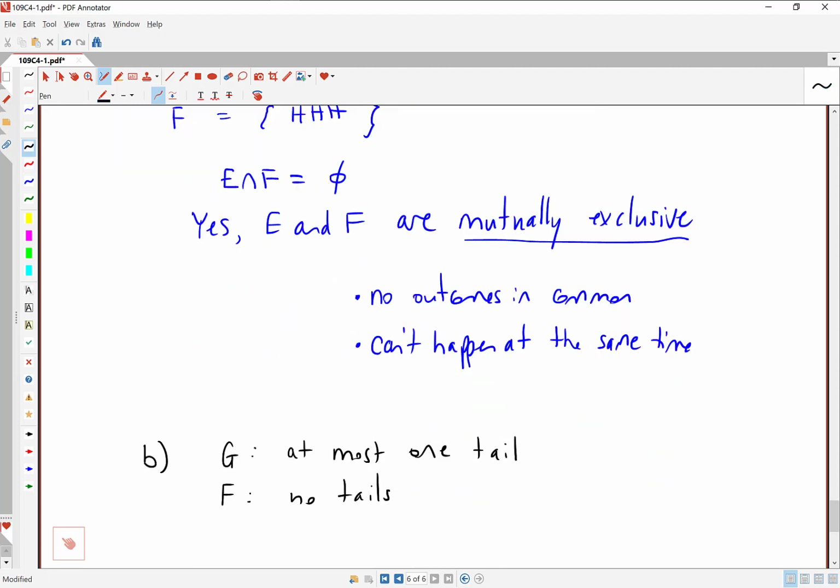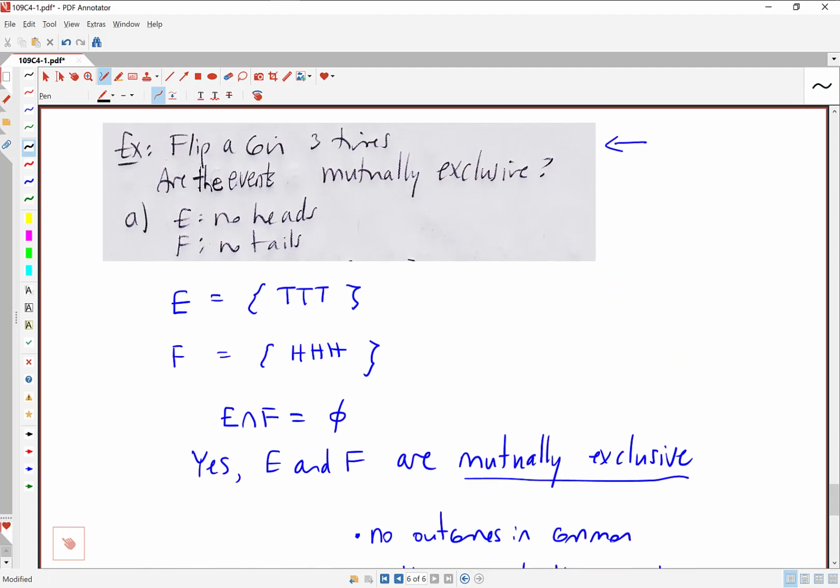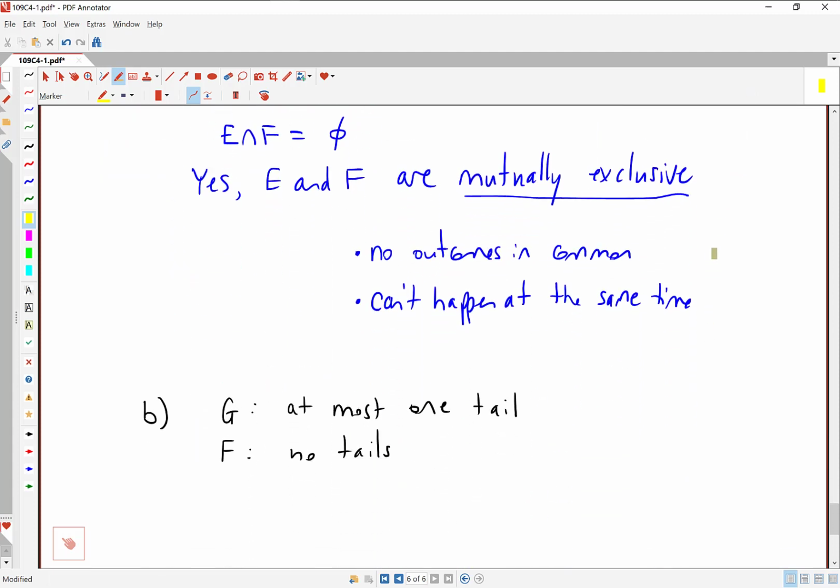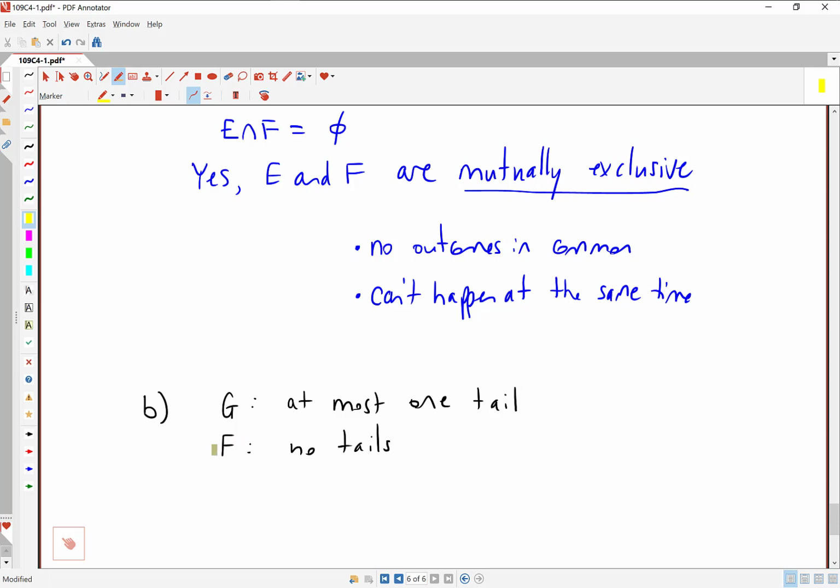So let's go back and read the question again. Our experiment is that we are flipping a coin 3 times, and the question is, are the events mutually exclusive? So what we have here is a description of 2 more events. Event F is actually still the same as part A. Event F is that we get no tails when we flip this coin 3 times. Event G is that we get at most 1 tail.